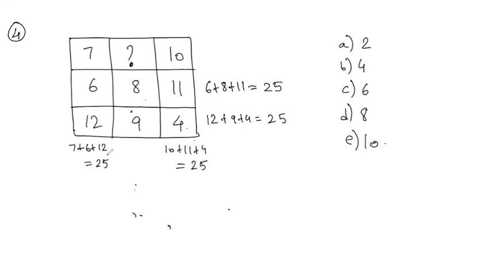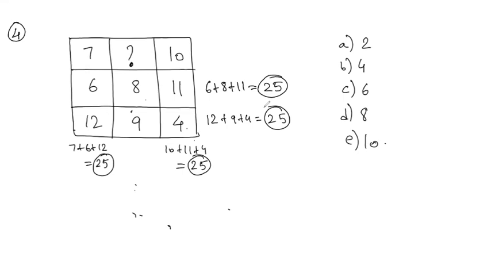Yes. So here, did you understand the relation? Everywhere we are getting 25. So what is the relation? The sum of all numbers in a row and column should be equal to 25. Correct? Any row you select, any column you select, the sum of all the numbers must be 25.